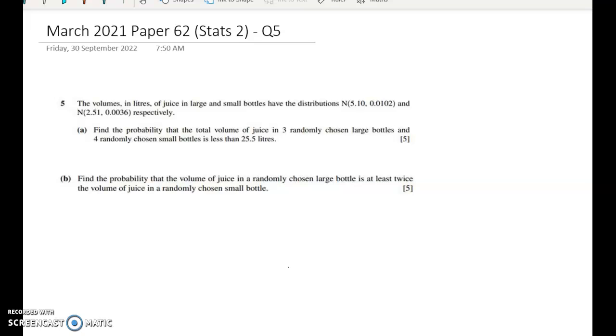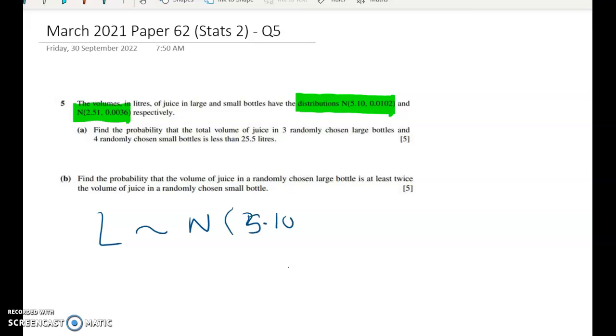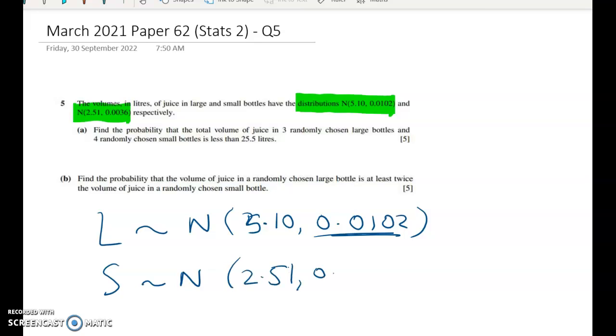We've been given a situation about the volume of juice in large and small bottles, and we're told that the large bottles are distributed normally like this and the small bottles normally like this. I'm going to start off straight away by calling the large bottle L, and its distribution is this one here. The mean is 5.1 litres, and the variance, that's the second number given, is this. The small bottles are also normally distributed, and they have a mean of 2.51 and a variance of 0.0036.